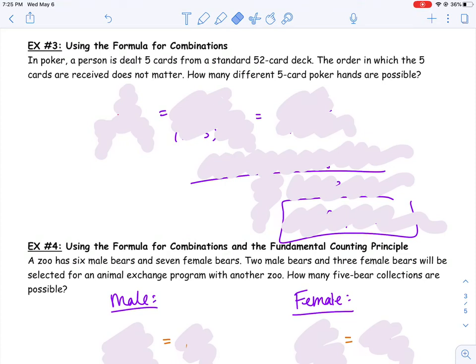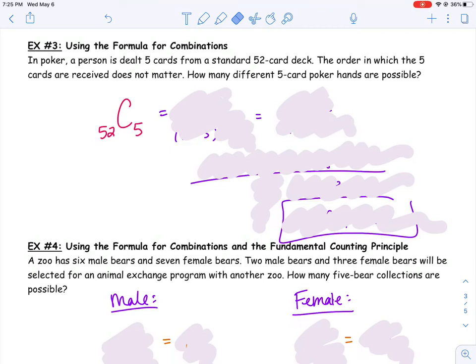So how many different 5-card poker hands are possible? Well, because it doesn't matter which way they hand you those 5 cards, it's still the same 5 cards no matter how you rearrange them on your table. Order does not matter, and this would be another example of a combination. We have how many cards total? 52, right? And we're dealt 5 out of those 52.